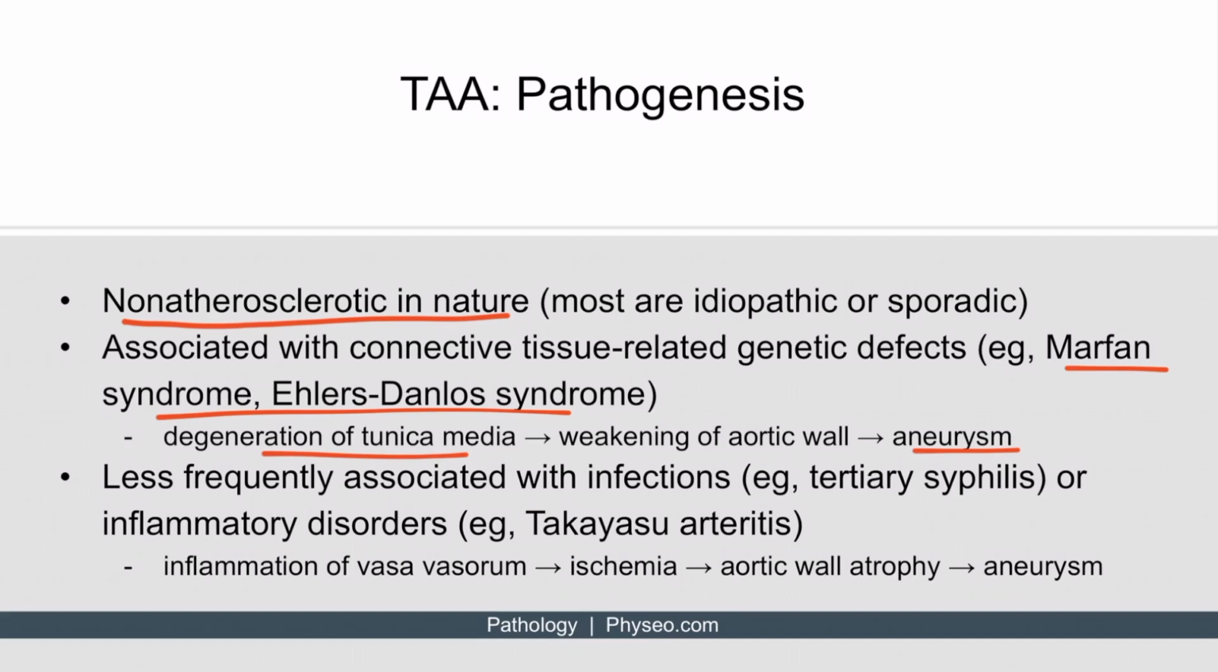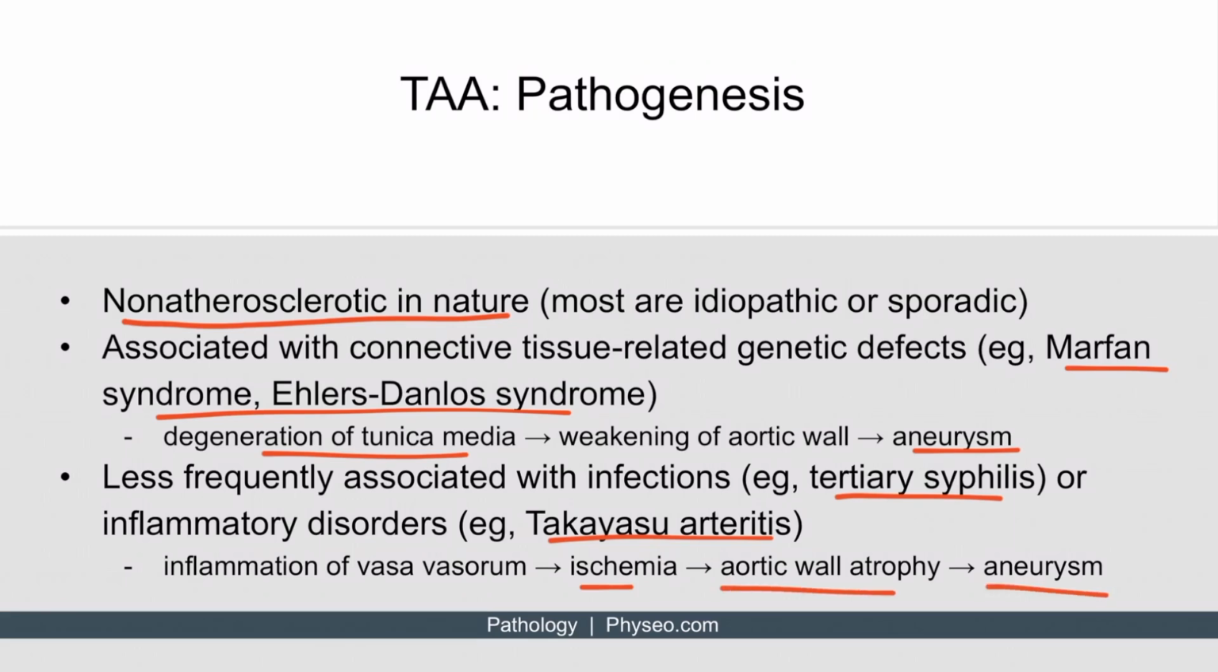Less frequently, thoracic aortic aneurysms are associated with infections, such as tertiary syphilis, or they may be associated with inflammatory disorders, such as Takayasu arteritis. In these conditions, there is inflammation of the vasa vasorum, which leads to ischemia, atrophy of the aortic wall, and aneurysm development.